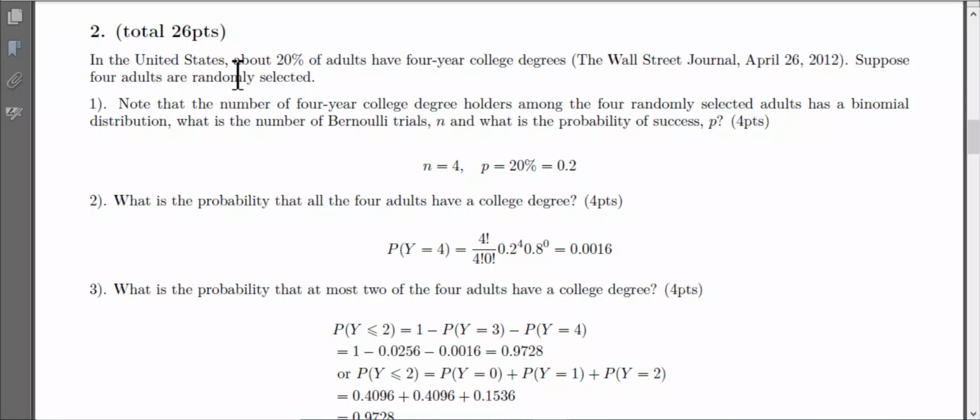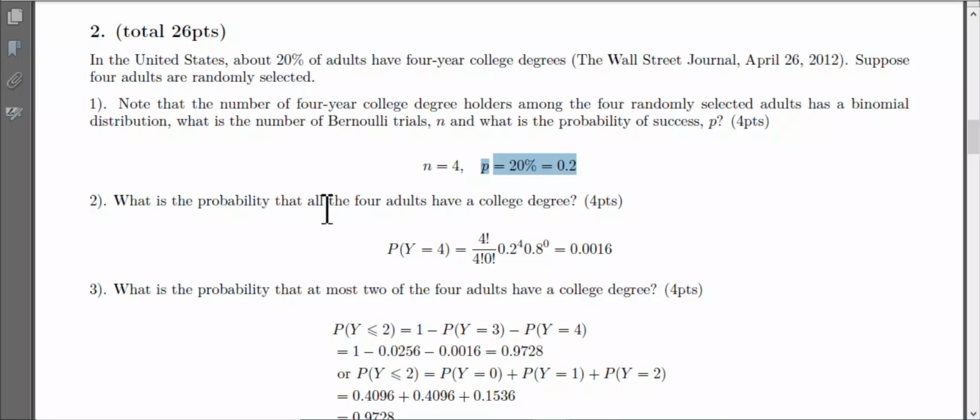Just think about this one. Each individual adult is selected. That's a Bernoulli trial. That adult could have a college degree or not. If yes, that's a success. If no, that's a failure. This 20% is exactly the chance for that adult to have a college degree, right? So we have n equals 4, p equals 0.2, 20%.